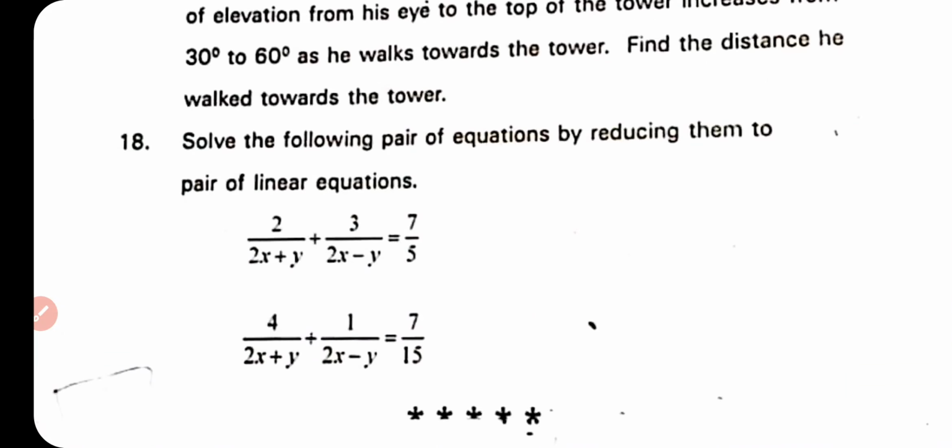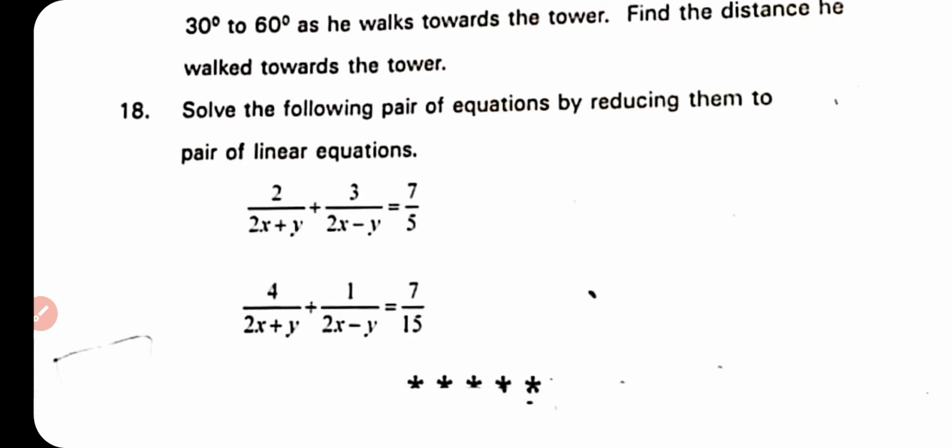Question number 18. Solve the following pair of equations by reducing them to a pair of linear equations. 2 by 2x plus y plus 3 by 2x minus y equal to 7 by 5 and 4 by 2x plus y plus 1 by 2x minus y equal to 7 by 15.